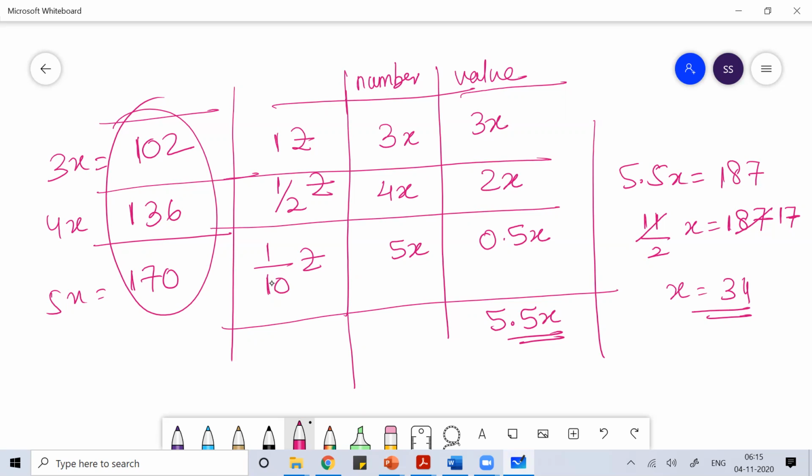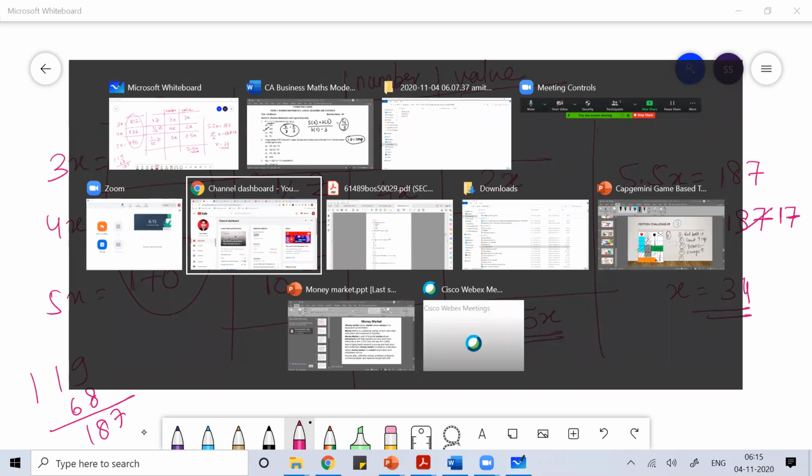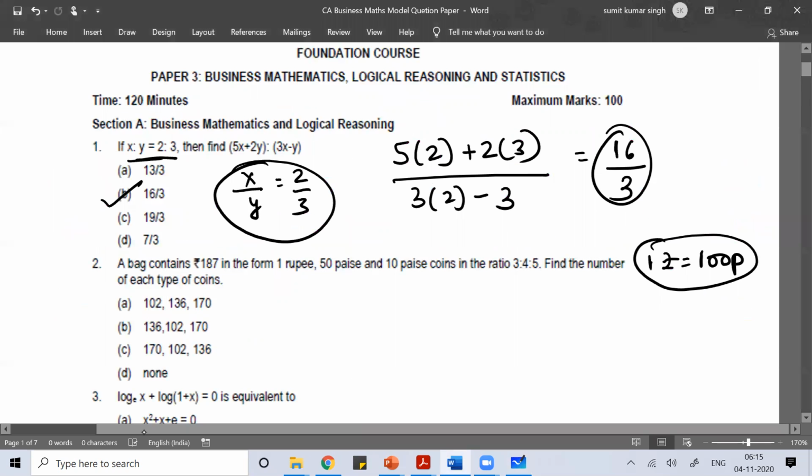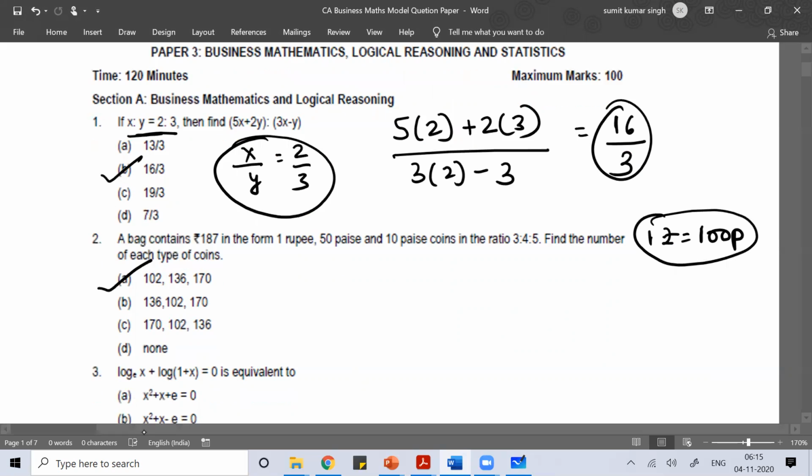119 plus 68. If you do 119 plus 68, you will get 187. Okay, I hope you understood this. Very easy: 102, 136, and 170. Now the answer for this is option A. Question number one, the answer was option B. Question number two, the answer is option A.